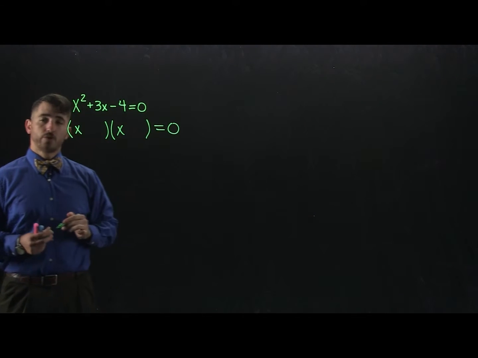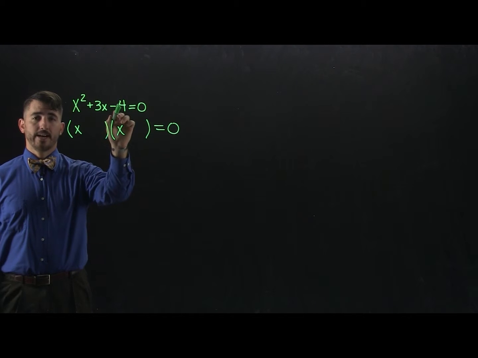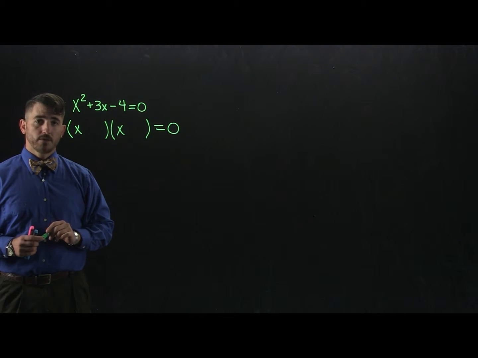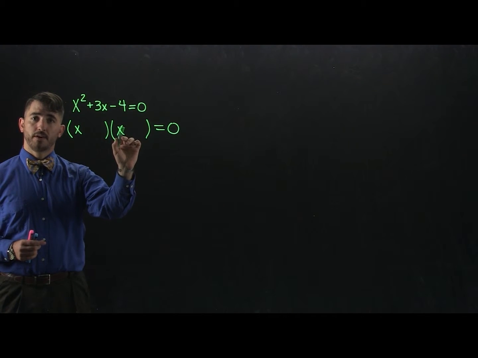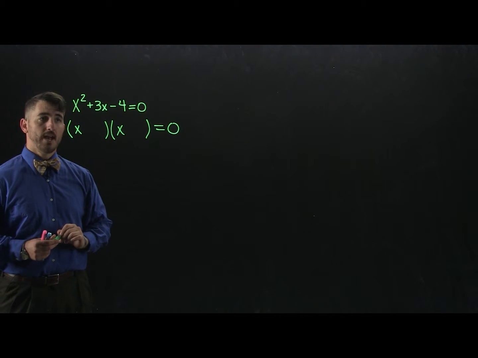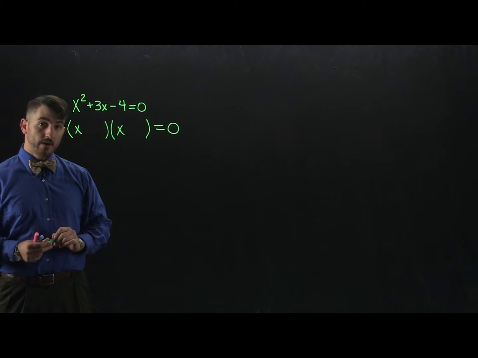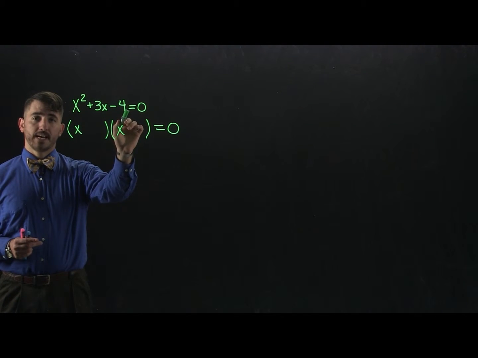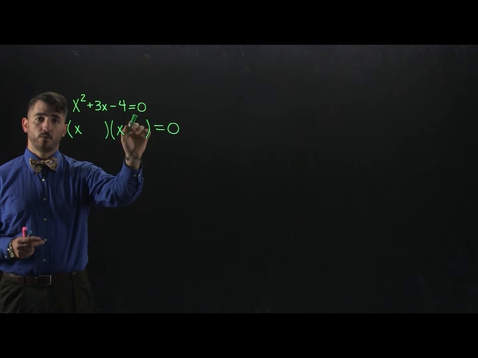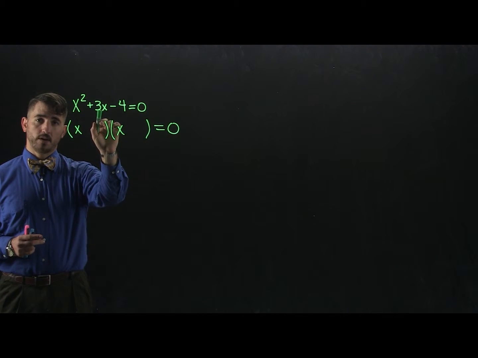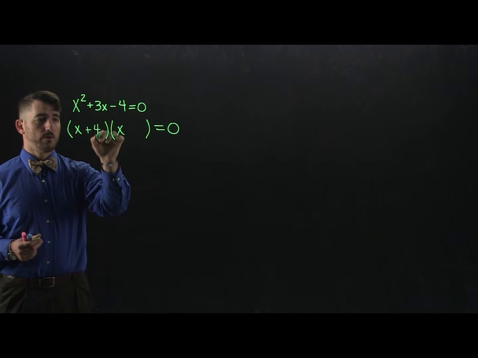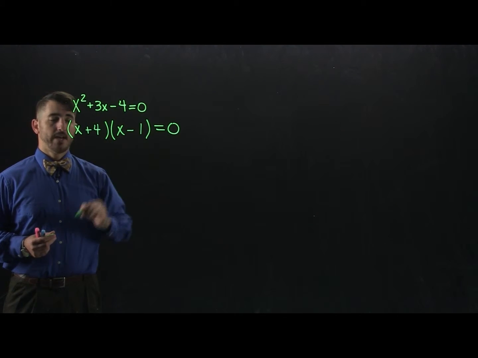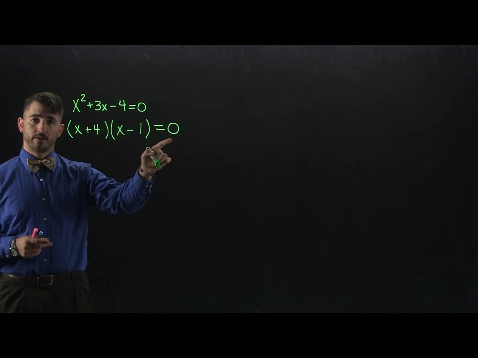I want to find two numbers that multiply to -4 and also add to +3. 2 times -2 gives me -4, but their sum does not give me a +3. However, 4 times -1 will give me a -4, and 4 minus 1 will give me 3. So I will have an x plus 4 and an x minus 1 as my two factors that equal 0.